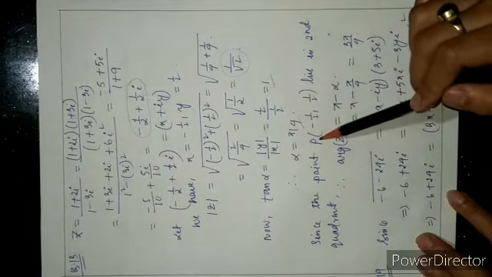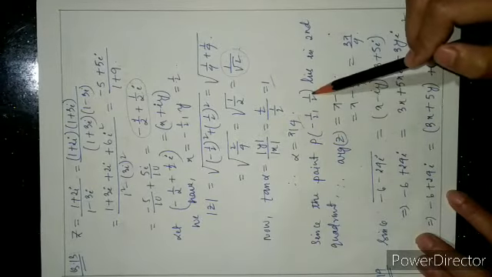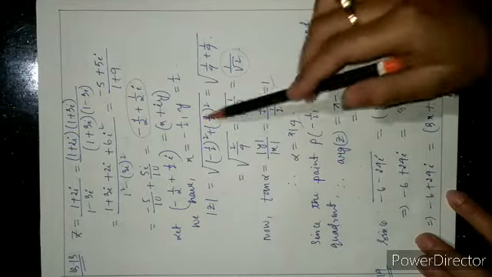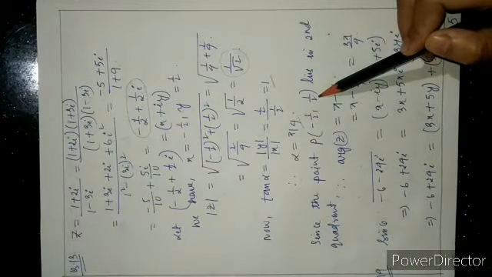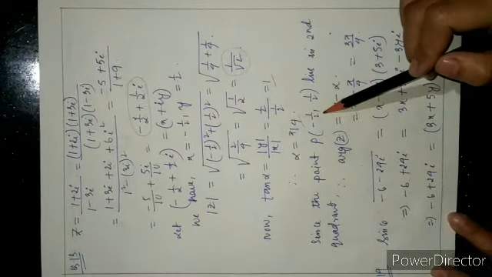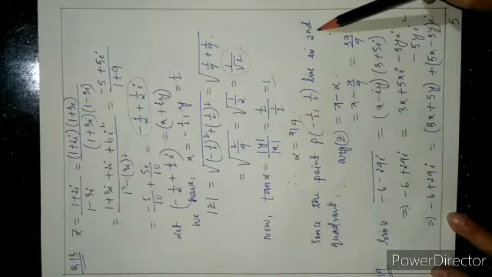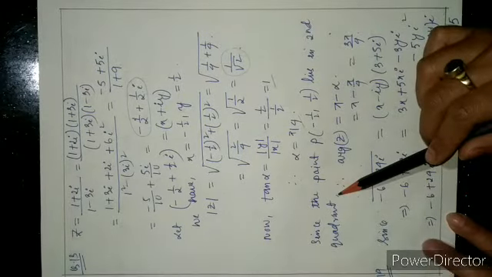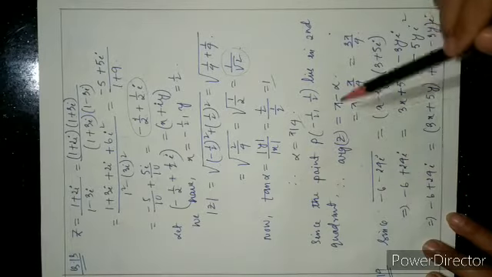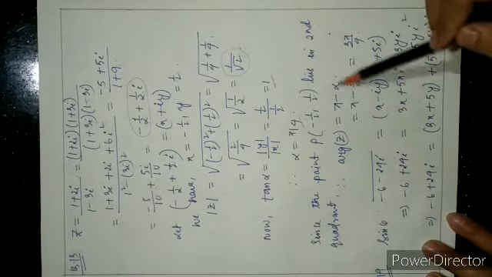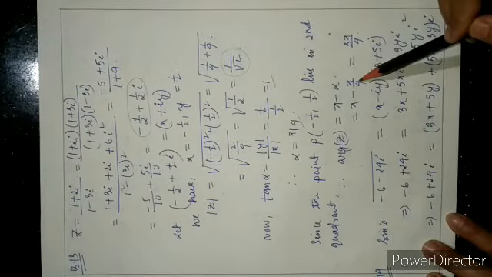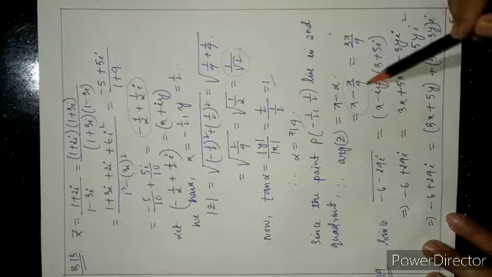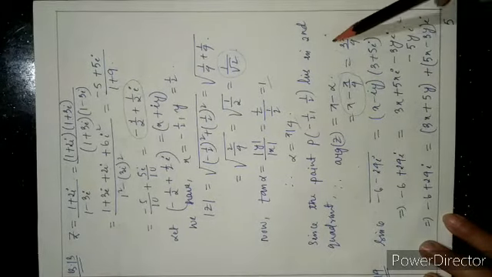Since the point P, whose coordinates are x comma y, where the value of x is minus 1 by 2 and the value of y is 1 by 2, lies in the second quadrant. For the second quadrant, the argument is pi minus alpha. So it is pi minus pi by 4, which on subtracting gives 3 pi by 4.